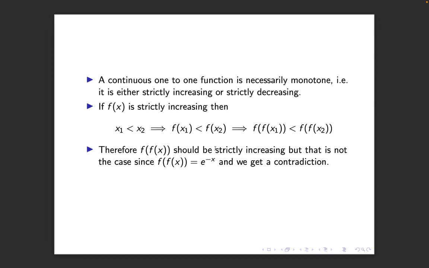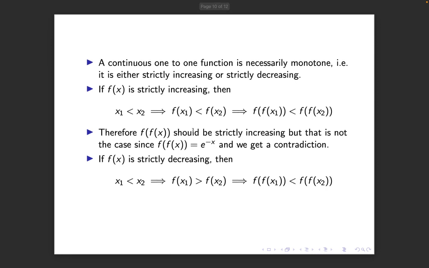So let's see if the function can be strictly decreasing. If f of x is strictly decreasing, then x1 less than x2 will imply that f of x1 is greater than f of x2 because our function is decreasing. So when we hit this by f, the inequality will reverse. But when we hit it by f again, the inequality will reverse once more. And we will get f of f of x1 is less than f of f of x2.